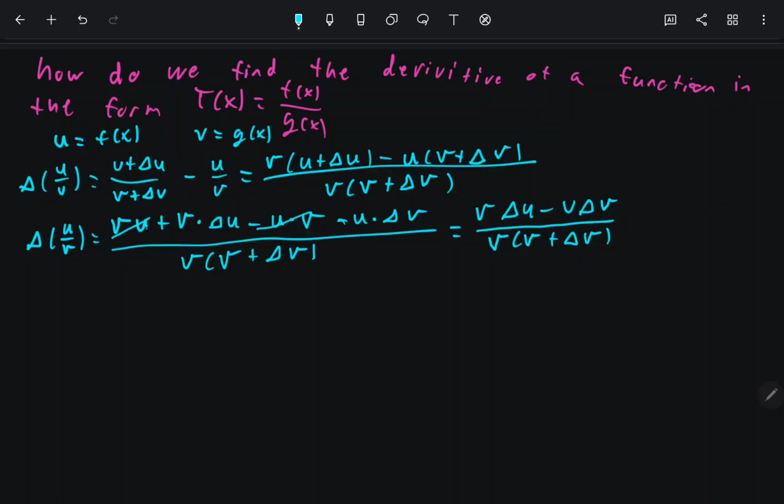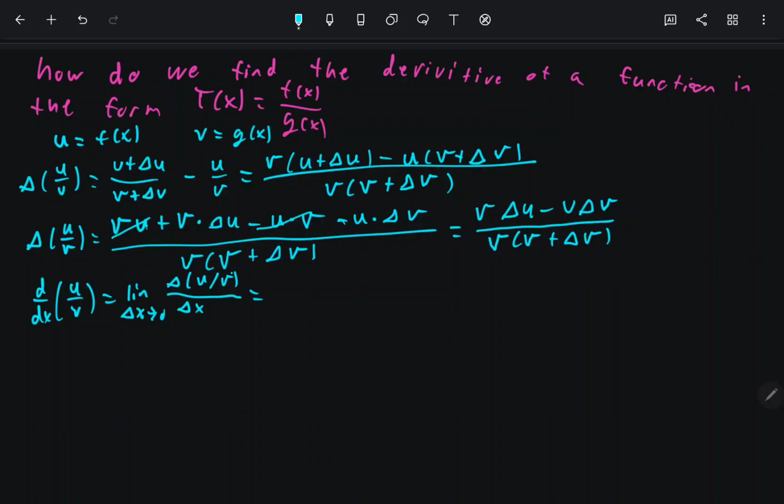Well, if we want to take the derivative, d over dx of u over v, that is going to be the same thing as the limit, once again, using the limit definition, as change in x approaches 0 of the change in u divided by v all over change in x.